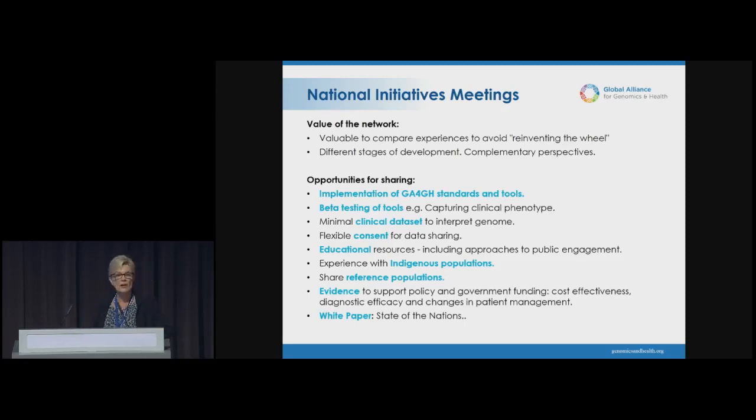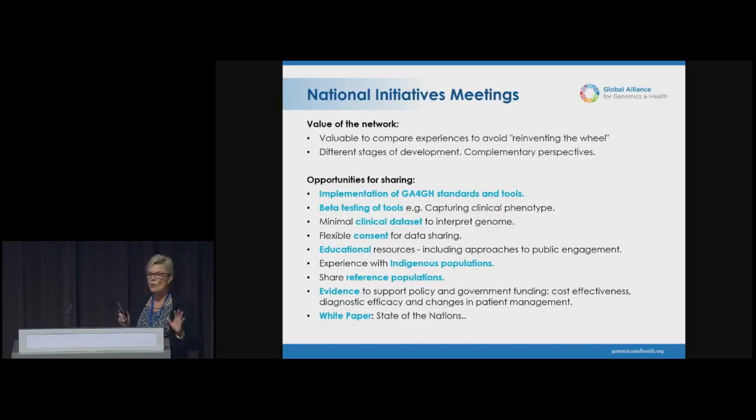The other opportunities that we've identified, apart from promoting the implementation of the Global Alliance standards, is that we're able to beta test tools and find out what works and what doesn't. We had a great talk yesterday about the various challenges people face in terms of consent, and the issues we have with our Indigenous and more culturally sensitive populations. And as Nikki's talk this morning really demonstrated, there is a great need to expand the reference populations we have beyond people of white European background. So certainly we want to expand and make sure we're linking everything together across all of the continents.